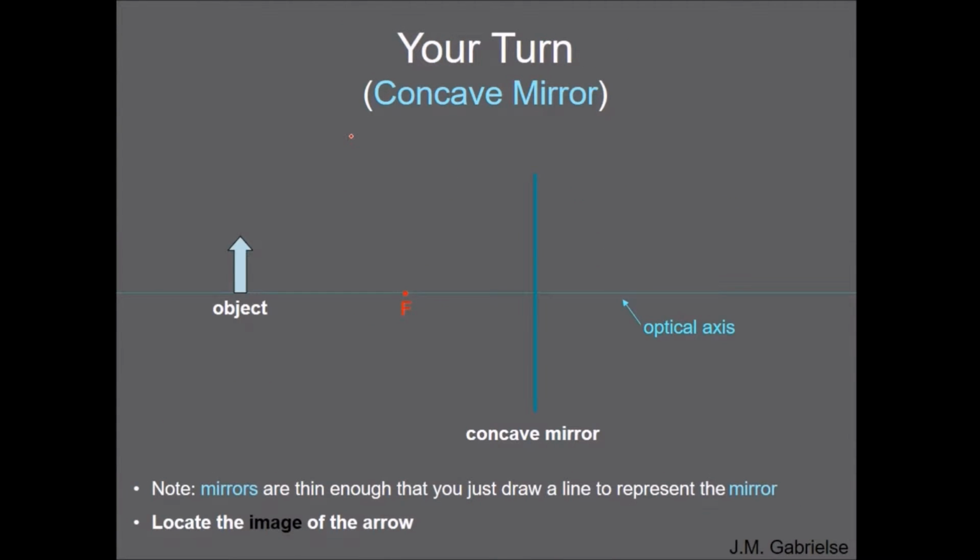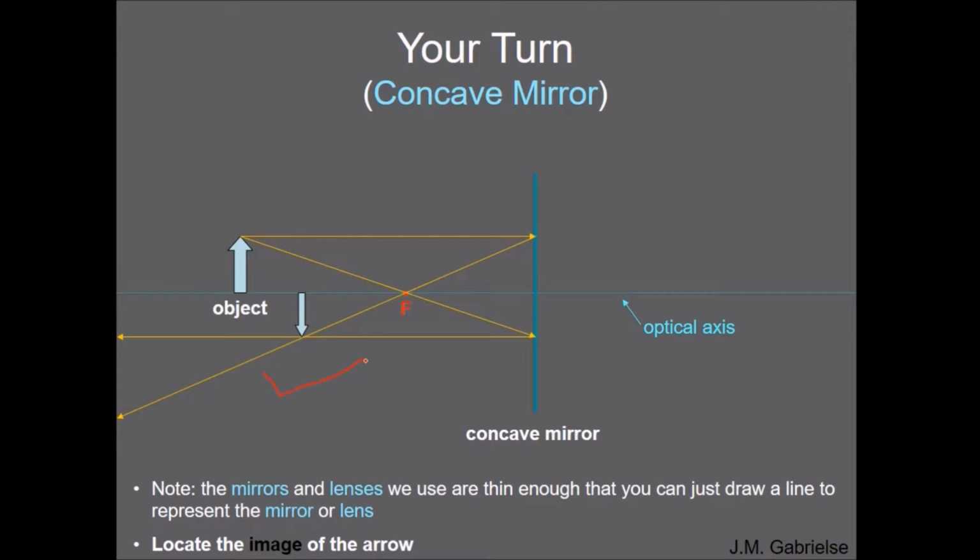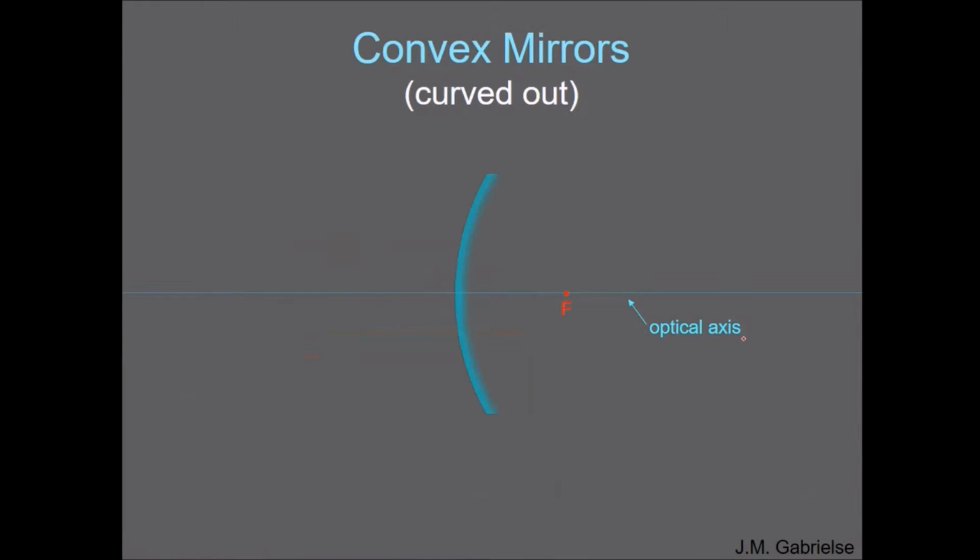Now let us see, this is an object, and this is a concave mirror. Mirrors are thin enough that you just draw a line to represent the mirror. So locate the image of the arrow. This is the image of the arrow, because one ray goes to the focal point, and another comes from the focal point and is reflected, and these two intersect at this particular juncture.